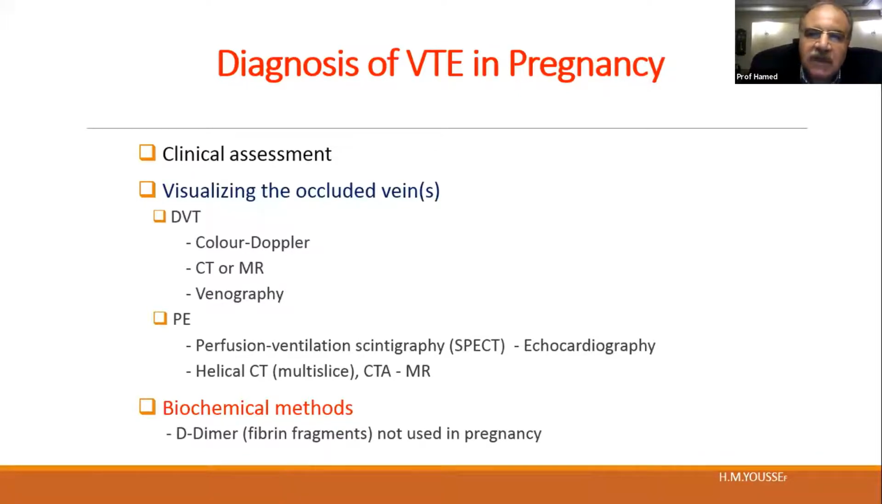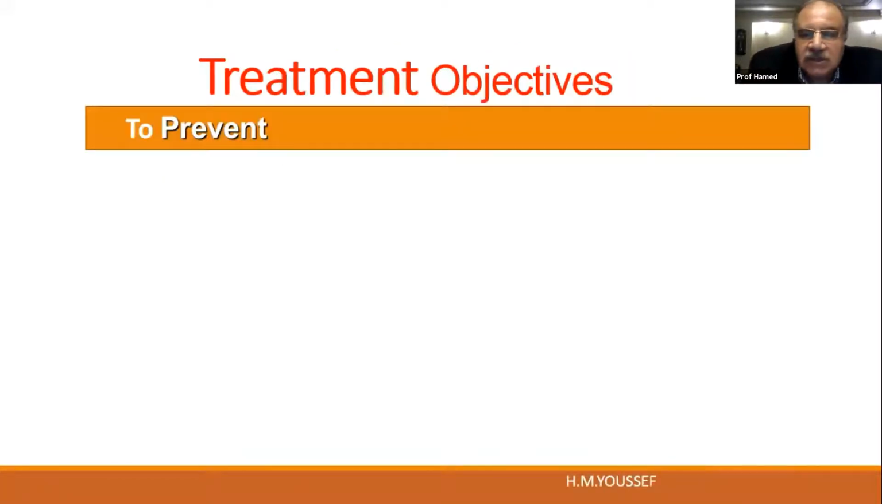To diagnose VTE during pregnancy, you have to depend on the clinical assessment by history taking, and then examine the patient to see redness and swelling of the affected part, and finally do visualization of the occluded vein. How to visualize the occluded vein? By color Doppler, MRI, or venography, and if you suspect pulmonary embolism, you have to do pulmonary ventilation scintigraphy.